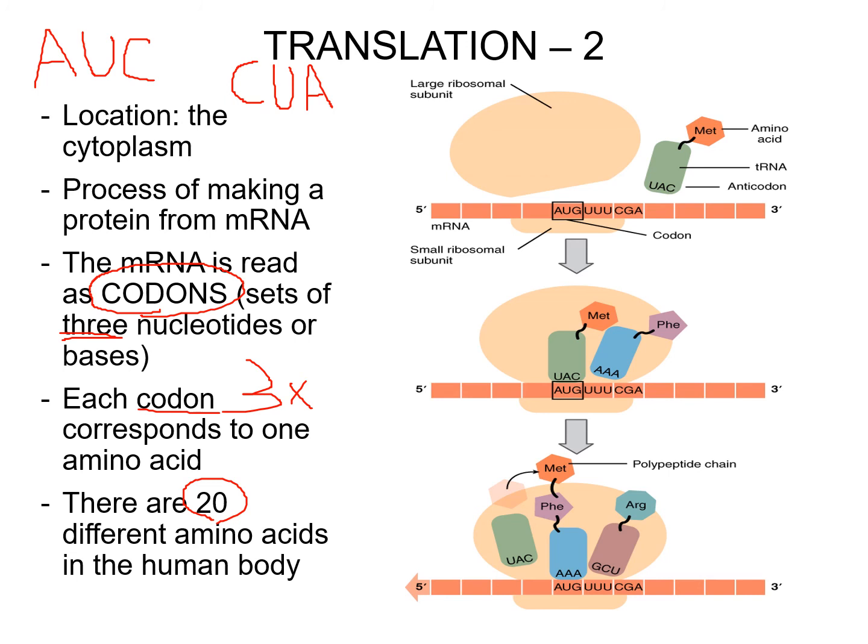So if you take a look at this picture, it's actually a really good illustration. What you can see here is UAC helps code for this specific amino acid. And then the next codon, or the next triplet, comes down here. Let's say AAA codes for this specific amino acid called phenylalanine. And then we just keep on going. It's just basically like an assembly line. So then we bring in the next triplet of the next codon, and that codes for something called arginine.